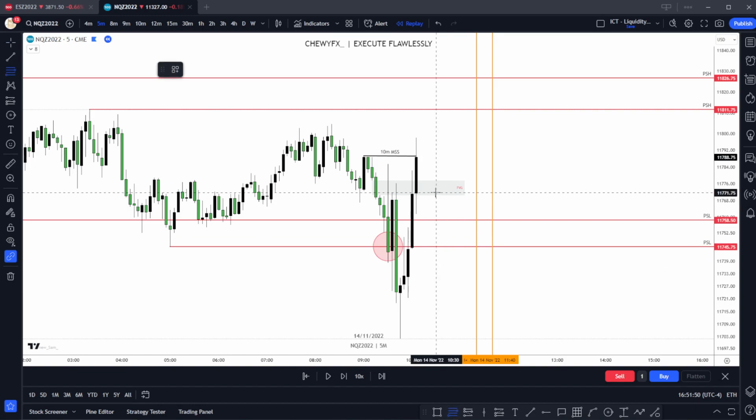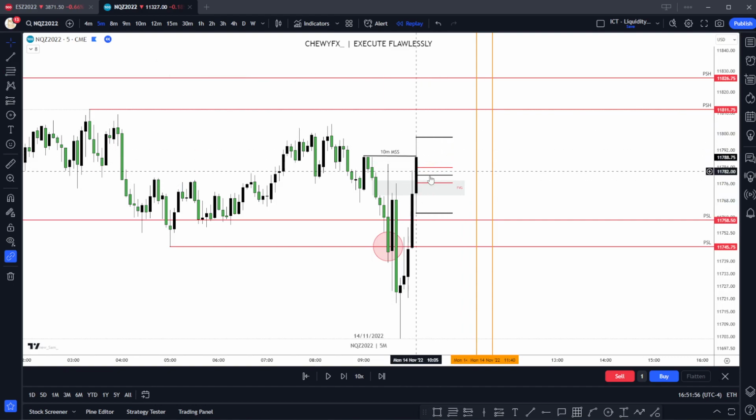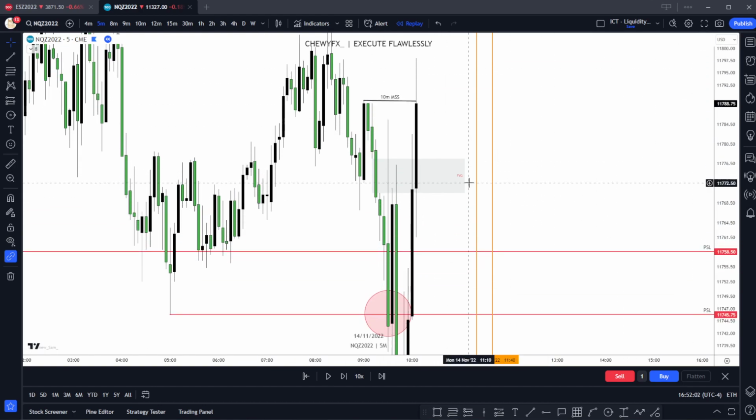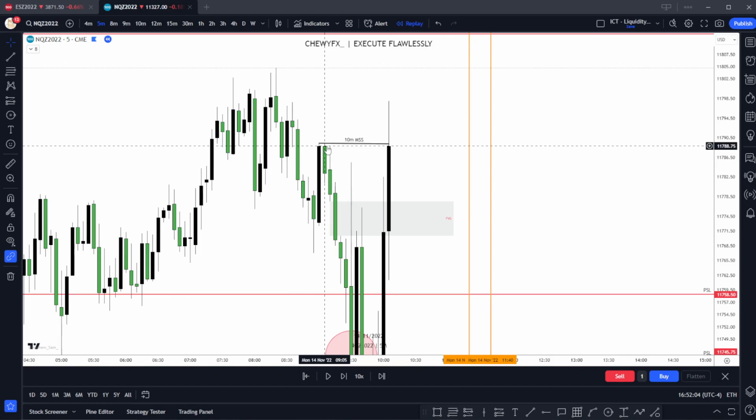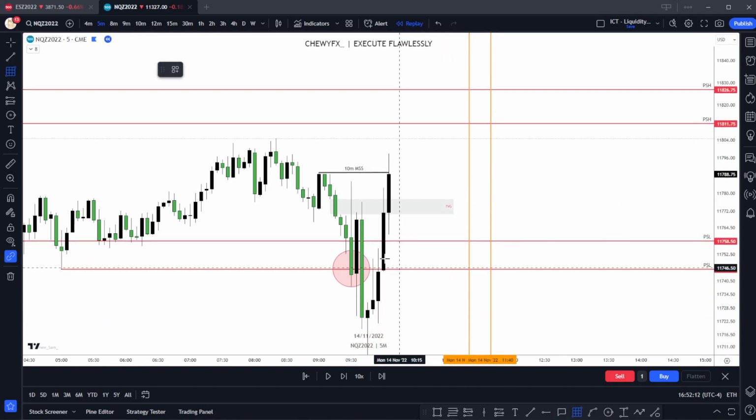If we take out our Fibonacci tool on the candle that actually broke structure, we can see that it is following the parameters. The candle body closed above both red lines, so this is a valid 10-minute market structure shift. These are not double highs, so this is great. Now we'd be looking for our 5-minute order block, which we can see is right there.